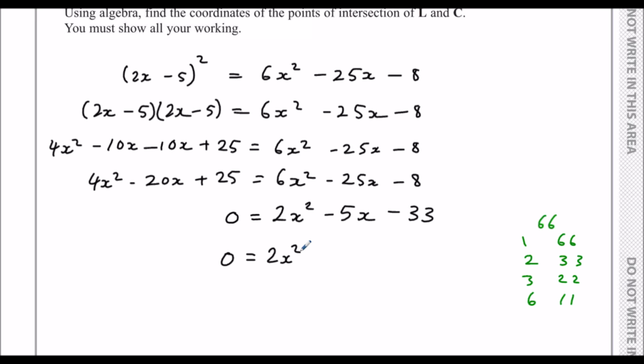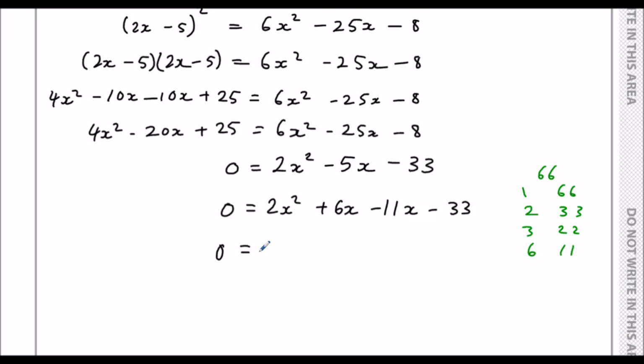So I've got 2x squared. I want minus 5x. So I'm going to do plus 6x minus 11x minus 33. So I'm going to put it into brackets now. So what can I take out of the first two terms? 2 and 6, I can take a 2 out. And x squared and x, I can take an x out. So my first term, 2x squared, comes from 2x times something. 2x times x makes 2x squared. 2x times something is 6x. That must be 3.